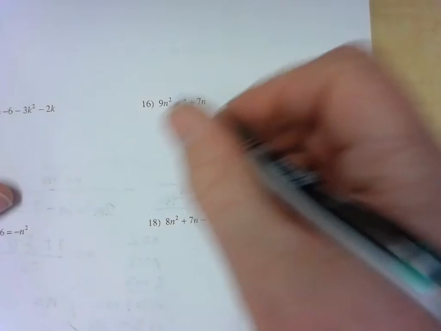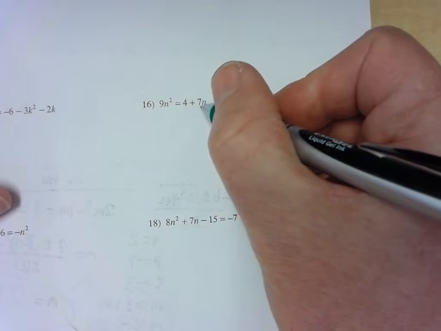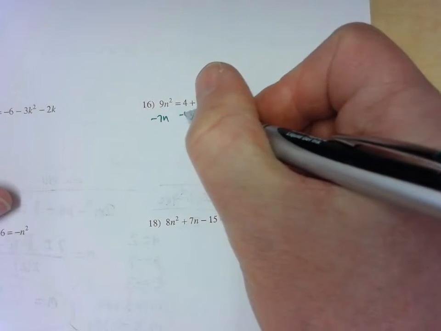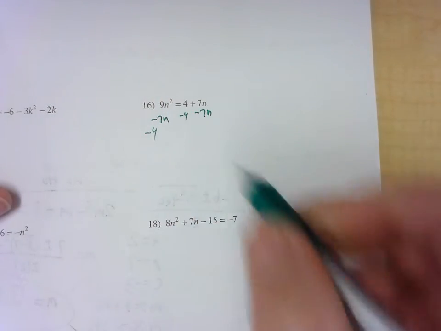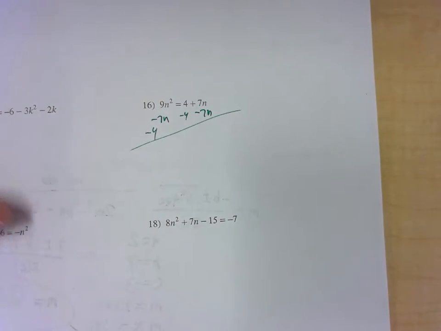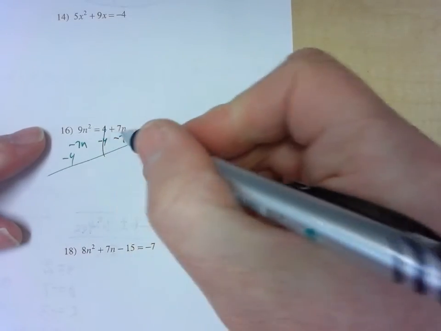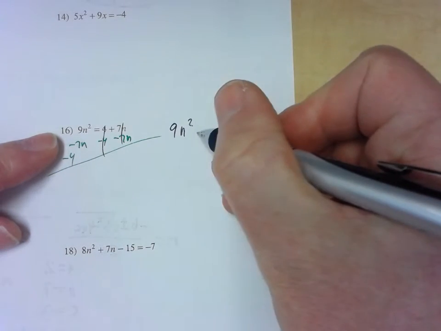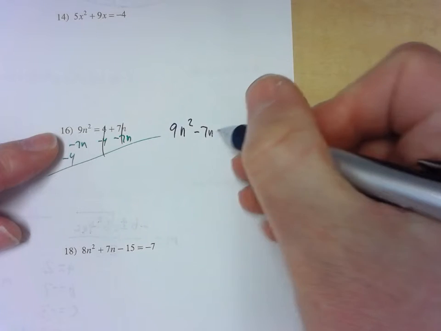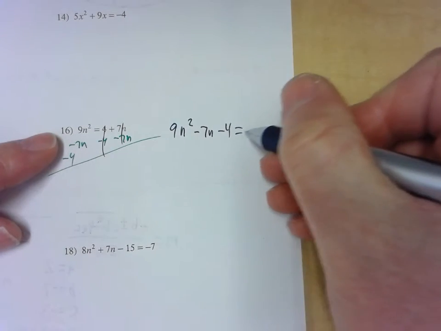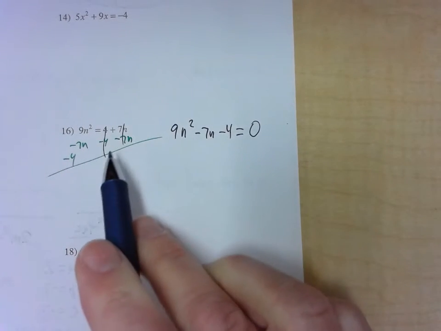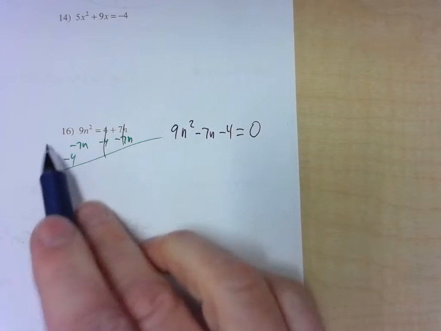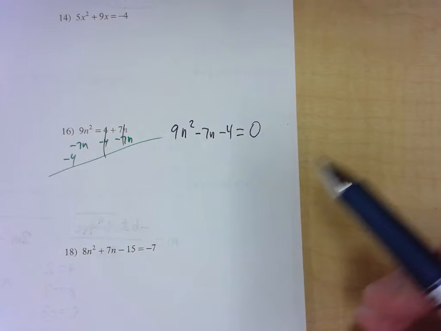So I got to move 2 things over to make it equal to 0. I'm going to subtract over 7n, and I'm going to subtract over 4. Okay, so what am I left with? When this is gone, that's gone, so I have 9n squared minus 7n minus 4 is equal to 0. The 7n moved over and the 4 moved over. So now I have it in standard form.